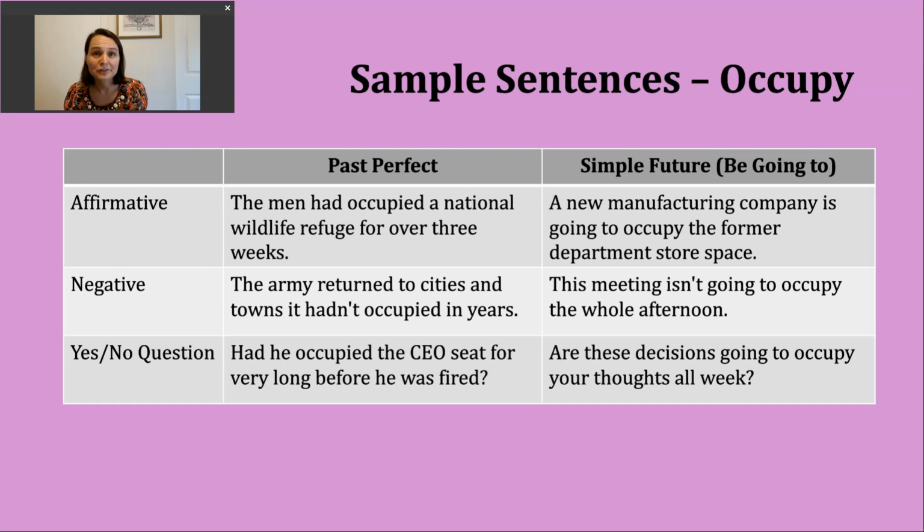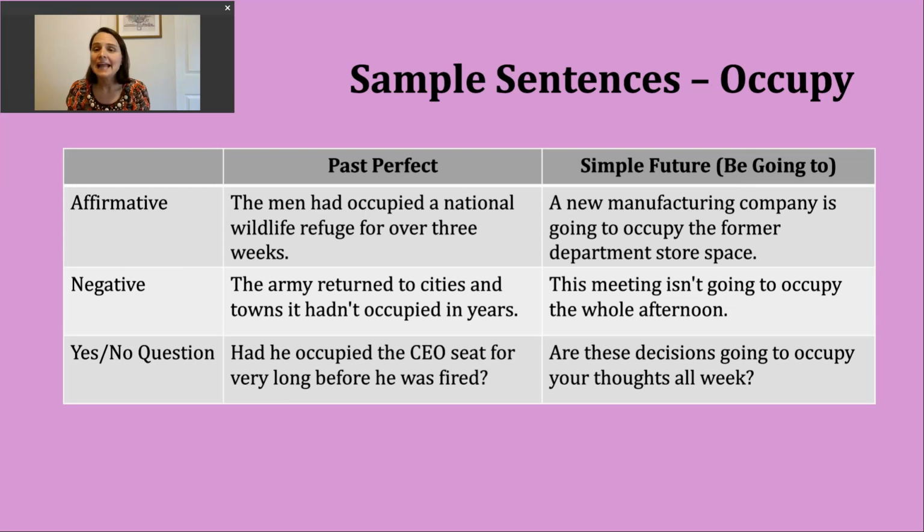So in our affirmative sentence, we'll have our subject, a form of be, then going to, and the base verb. You can see that in the example I have on the screen. A new manufacturing company is going to occupy the former department store space. So here, again, this is going back to the first definition of the verb. We're talking about filling some particular location. And this might be, again, in the works. It's being planned. It hasn't happened yet.